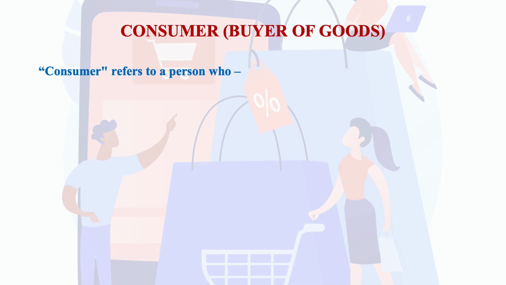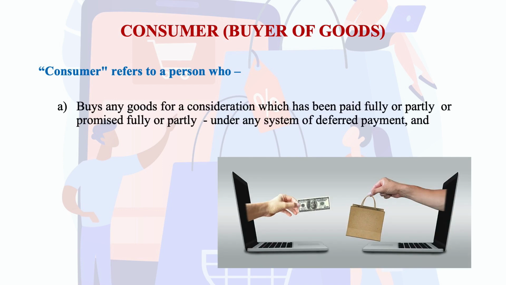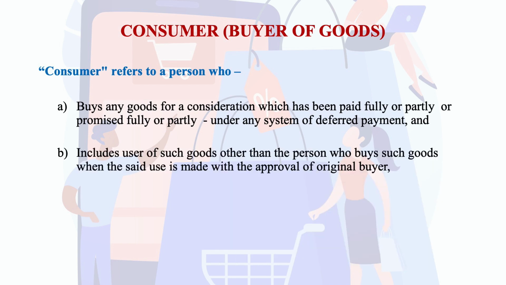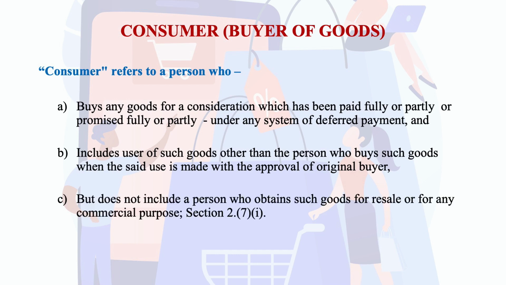Now, consumer refers to a person. Again, it's a natural person. Again, person includes all those 7 categories. Who buys the goods for consideration, which has been paid or fully paid or partly paid or promised, fully payable or partly payable under any system of deferred payment. It's a definition. It includes users of goods other than the person who buys such goods. Purchase does not include a person who obtains such goods for resale or any commercial purpose. This is another exemption. If a person purchases the goods for own consumption, that is covered under this. A person who purchases the goods for resale or commercial purpose, that is not covered.